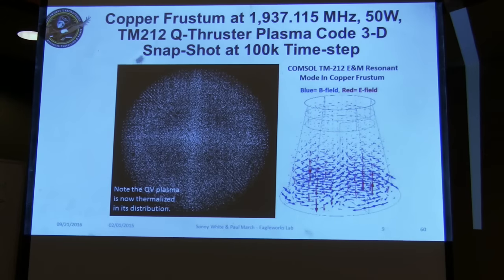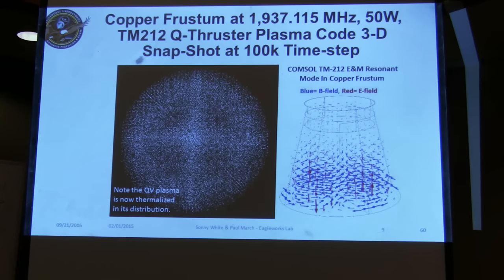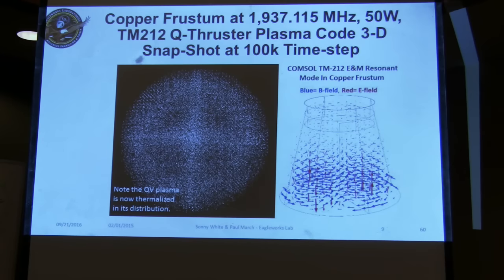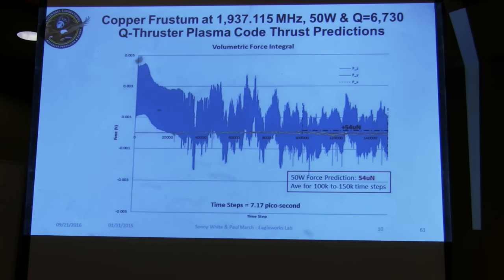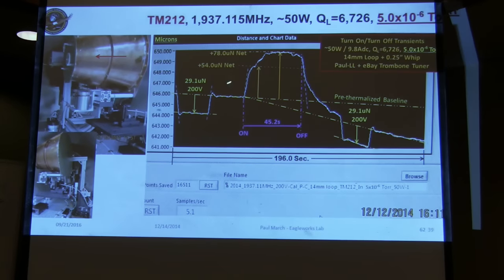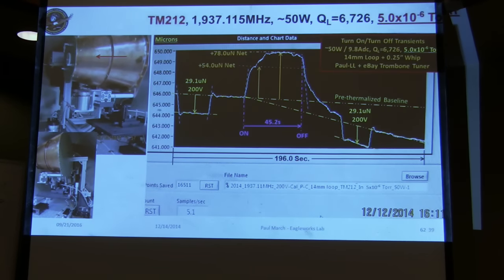So that's why Sonny's model indicates the thrust increased or changed direction. Next slide. Again, this is the same quantum vacuum code. And you can see the pattern established that is generated from the COMSOL RF TM212 emulation. Next slide. That's the QV plasma code predictions. It predicted about 54 micronewtons. Next slide. And we saw about 50 micronewtons thereabouts. So that was fairly close for one test, for one power level. Doesn't say anything really, it's just one test.